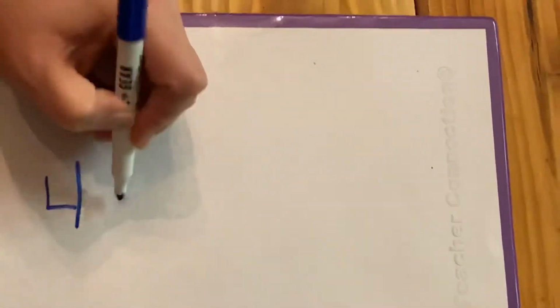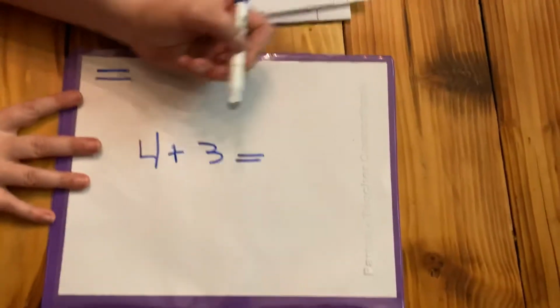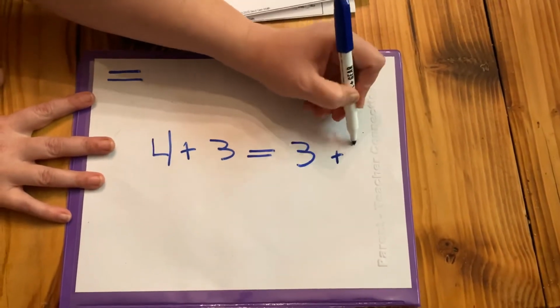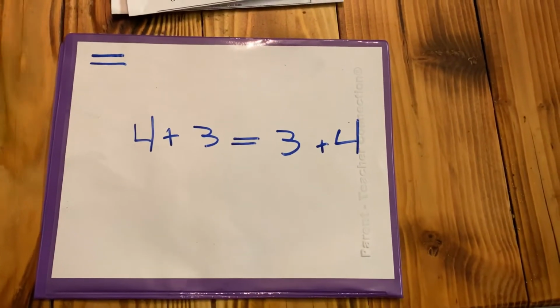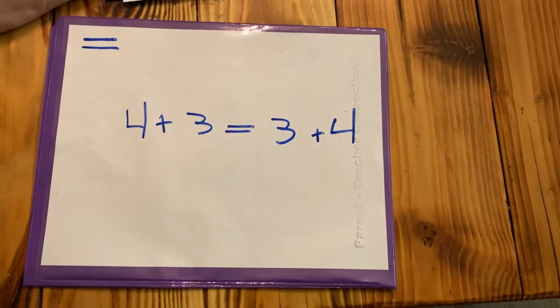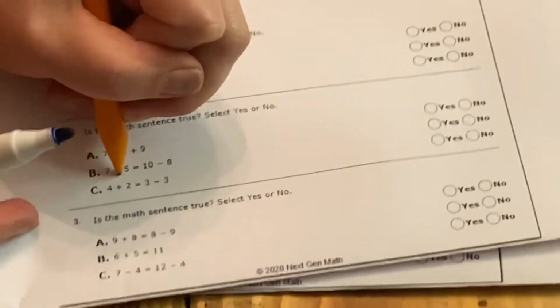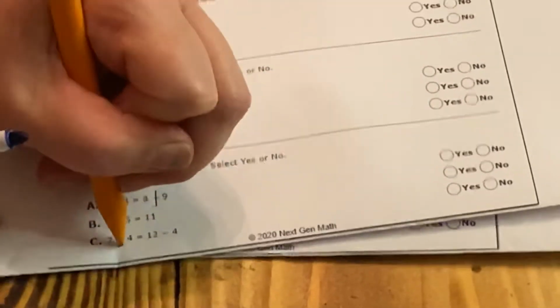So my equation is 4 plus 3 equals 3 plus 4. These are all supposed to be pluses, and Mrs. Pelletier just saw that it didn't work right. So we're just going to fix those really quick so that you'll get all addition signs only and it won't be confusing for you.